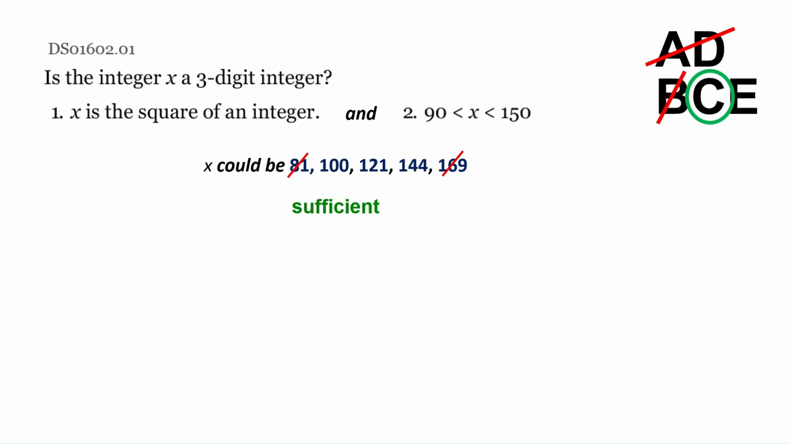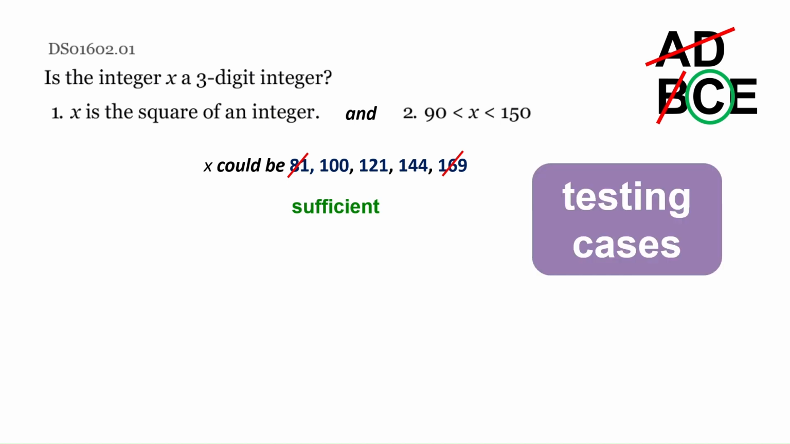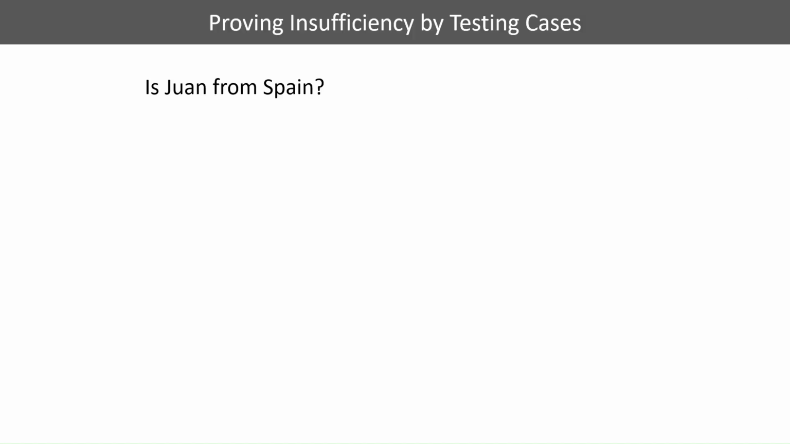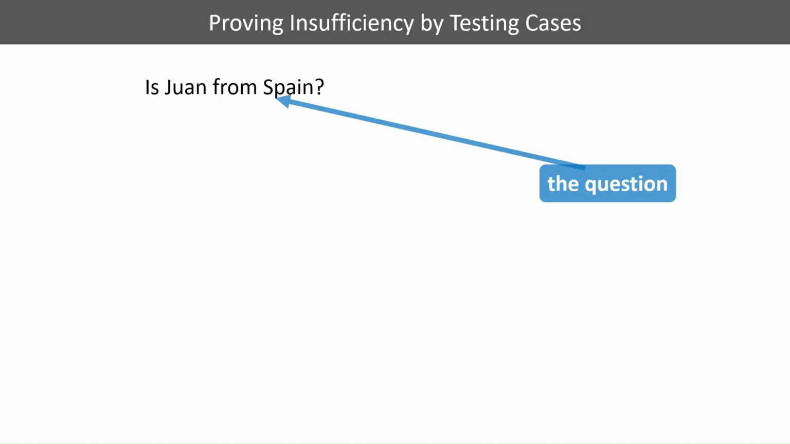I'm going to call this strategy testing cases, and it's an important one. It can be applied to just about every data sufficiency problem, so it's worth being very clear about how it works. To help with that, I wrote a mini problem. Take a look. Here's a question. Is Juan from Spain?